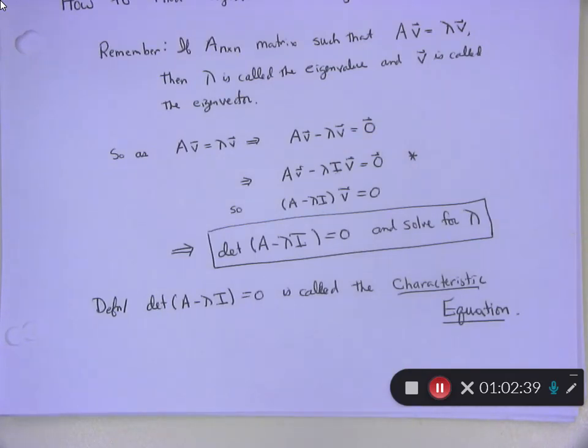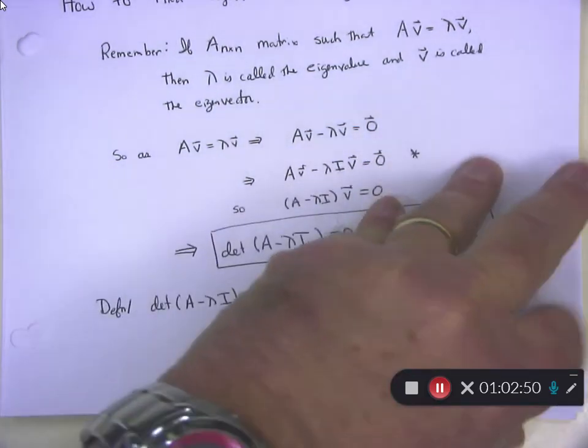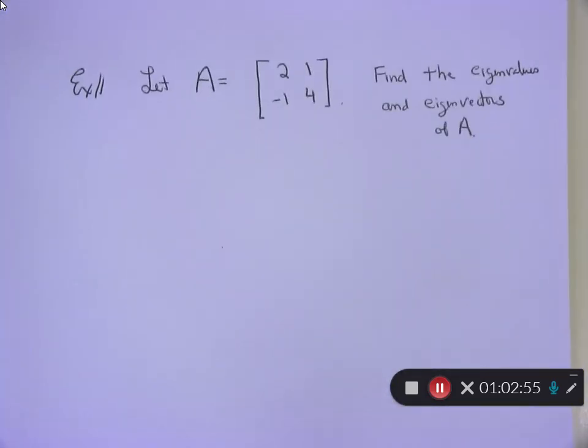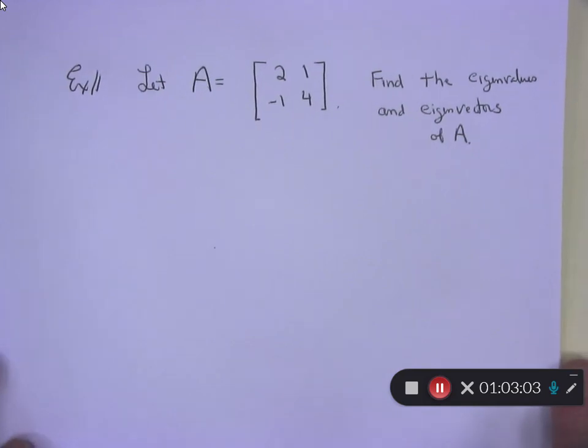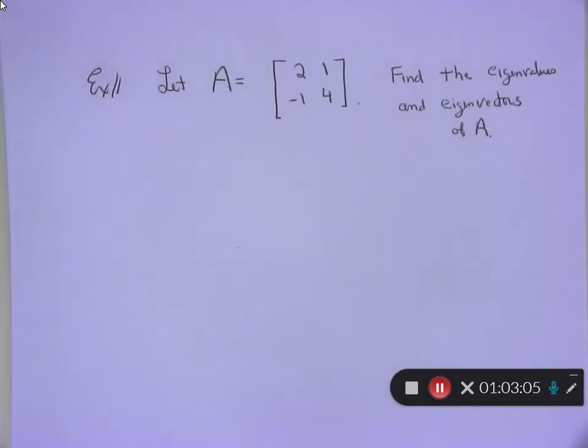Okay? So, here we go. I have an example waiting for you, but I have to cover all the theorem stuff first. This is an important problem because it begins the gist of how to solve these. Something small, always start you out small first. Don't worry, the 12 by 12 is coming in a second. Let A be the matrix 2, 1, negative 1, 4. I want you to find the eigenvalues and the eigenvectors of this matrix A.